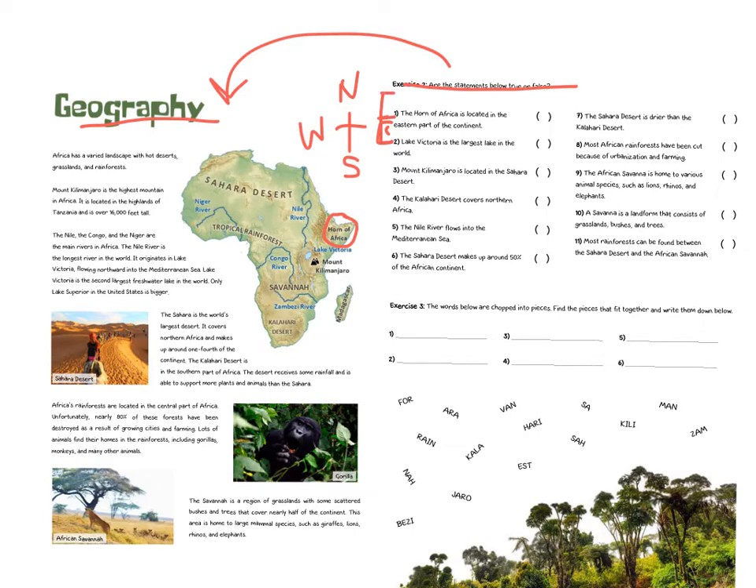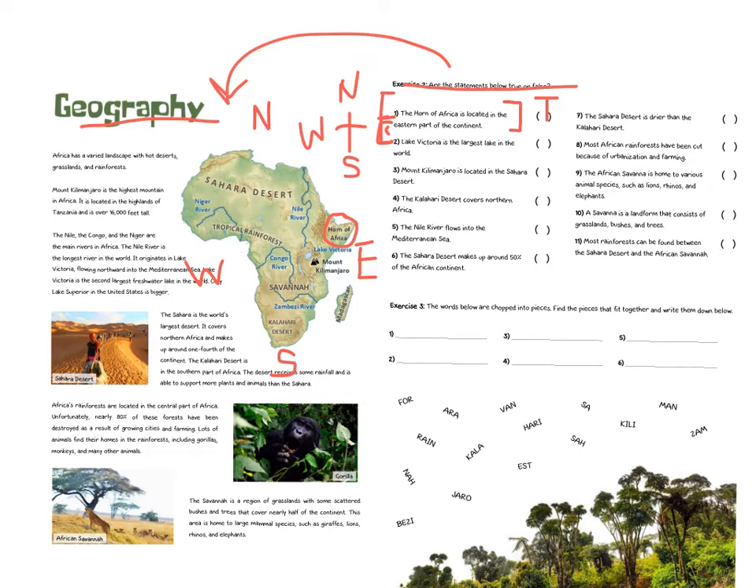Okay. So, yes. There's my east. Okay, so yep, this is the eastern part. This is the southern. This is the west, and this is the north. So the question says, the Horn of Africa is located on the eastern part of the continent? Yes, that is true. Nice job.